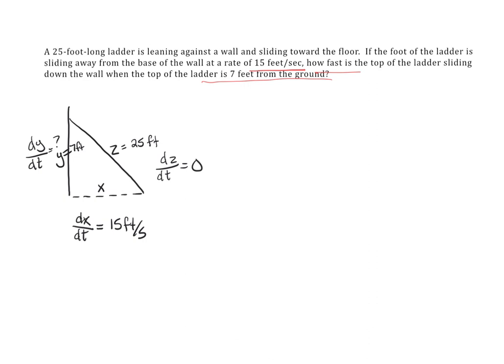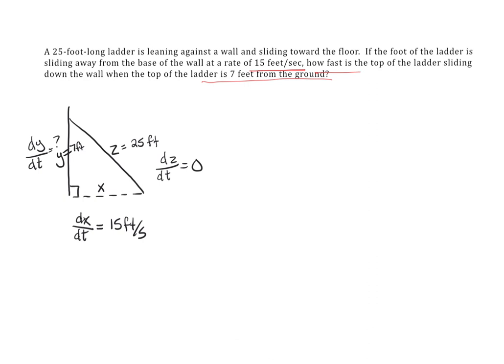Okay, so I just rewrote everything. So here I have x, the distance that the ladder is away from the wall, and the rate that it's moving is 15 feet per second. The y here, the height, we're looking at when it's 7 feet high. They're asking what is this rate? So we need to find dy/dt. And then z, the ladder, is 25 feet. And then dz/dt, the ladder can't change. The length of it can't change. So it is 0.